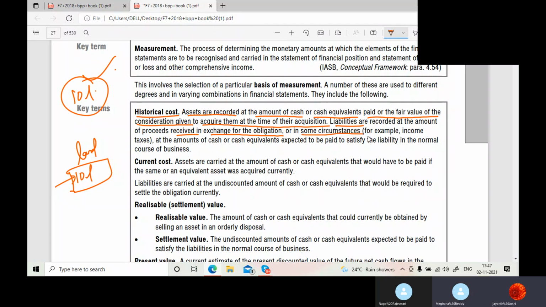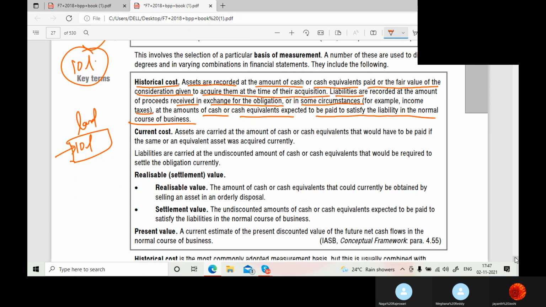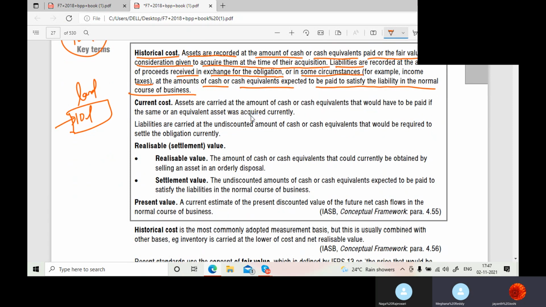In some circumstances, for example, income taxes are recorded at the amounts of cash or cash equivalents expected to be paid to satisfy the liability in the normal course of business. So they make provision for tax. What they are expecting to pay in the future, based upon that, they will show the income taxes.